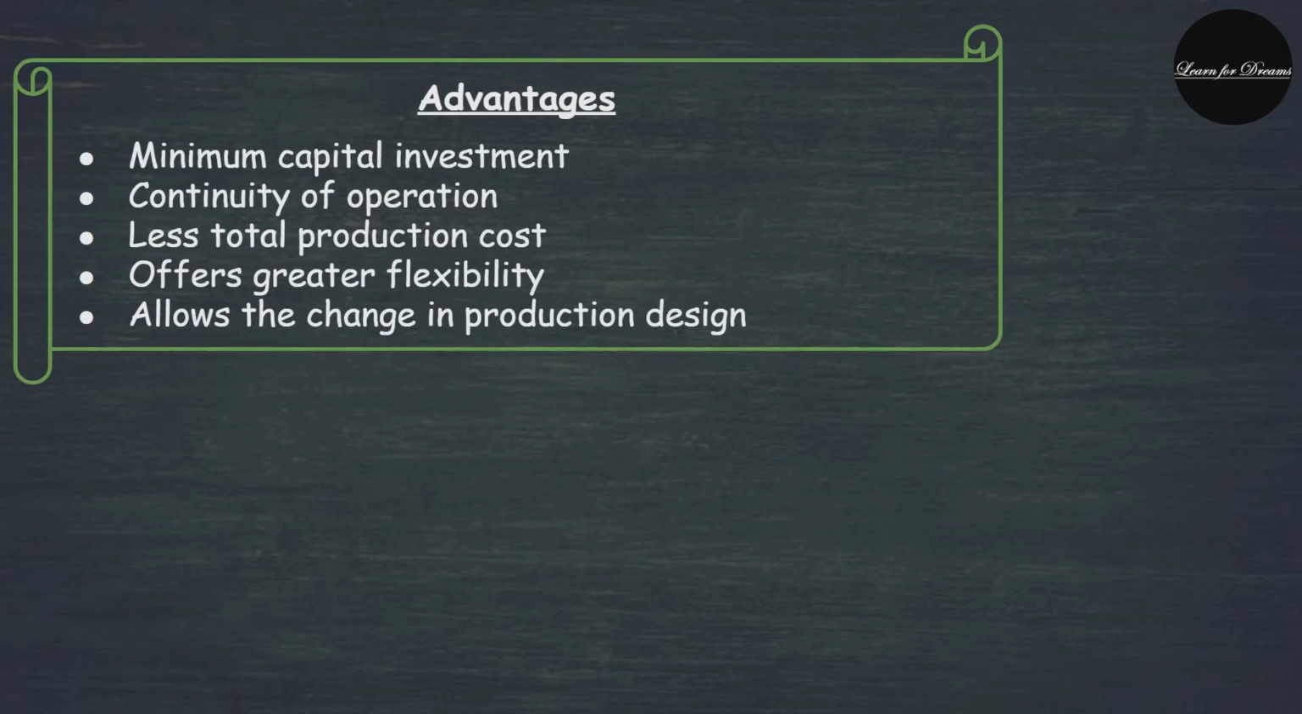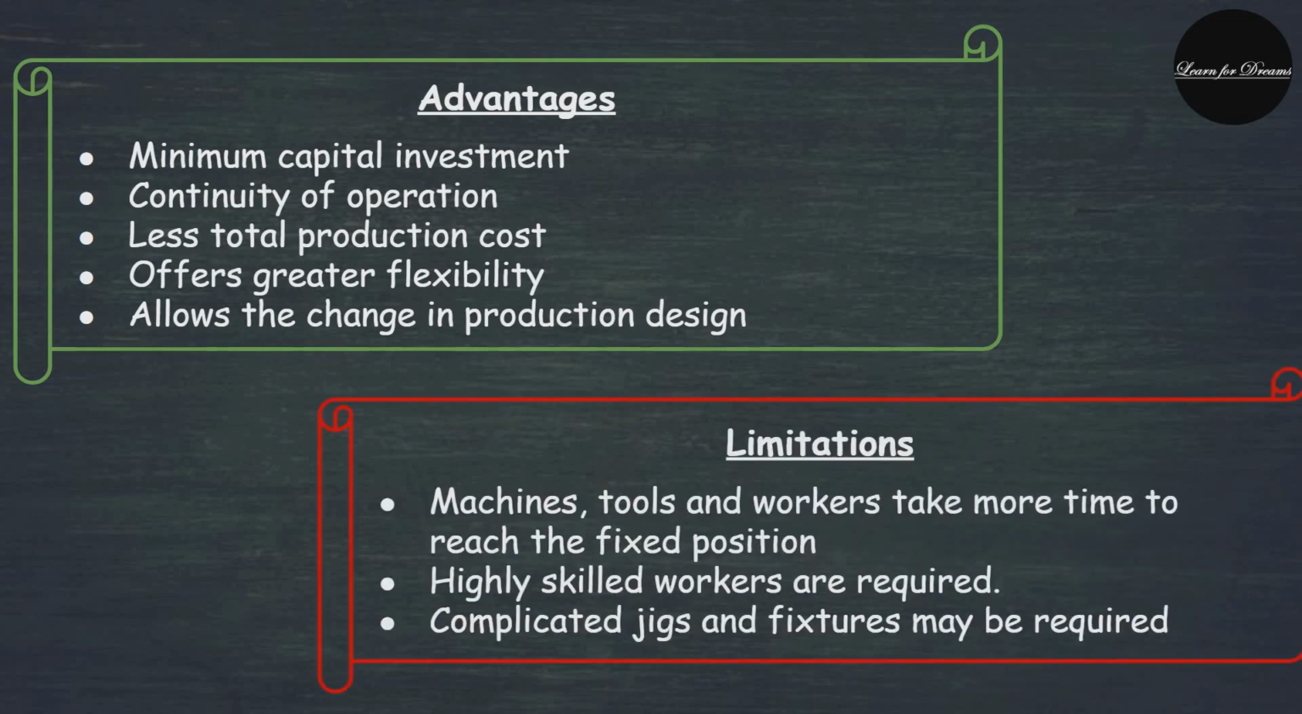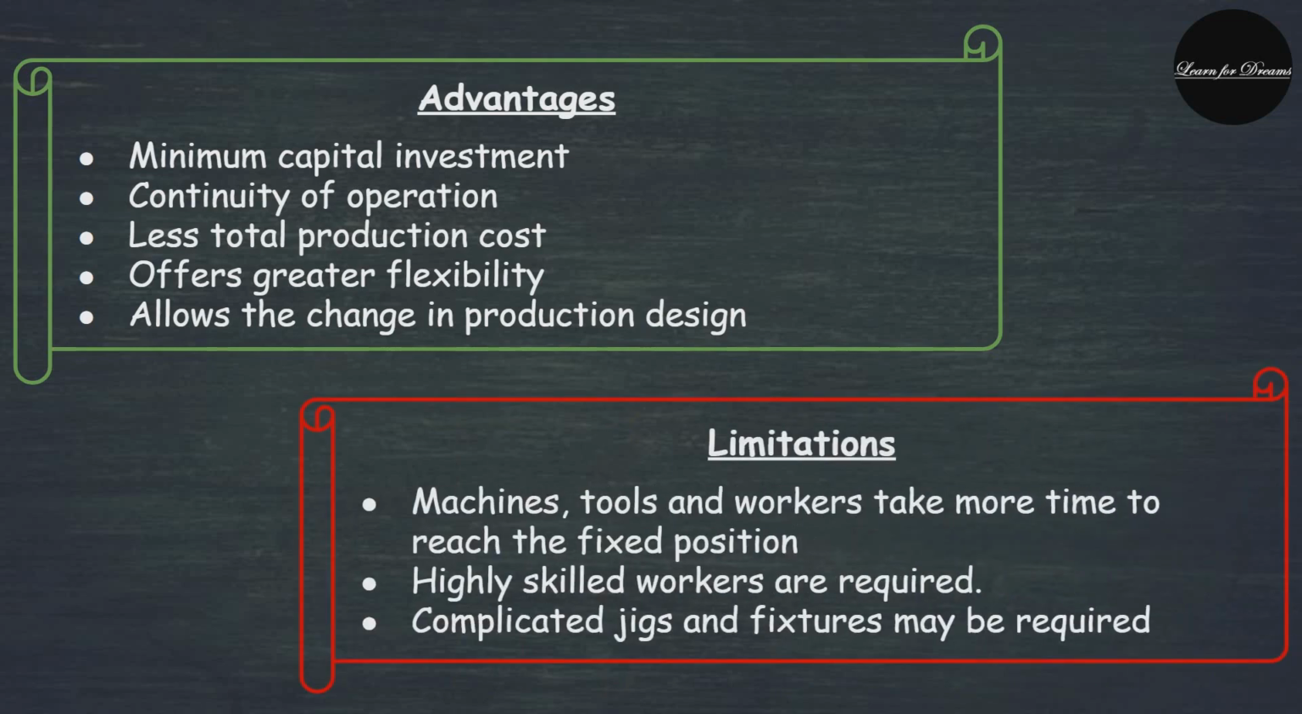Advantages of project production: minimum capital investment, continuity of operation, less total production cost, offers greater flexibility, allows the change in production design. Limitations: machines, tools, and workers take more time to reach the fixed position. Highly skilled workers are required. Complicated jigs and fixtures may be required.